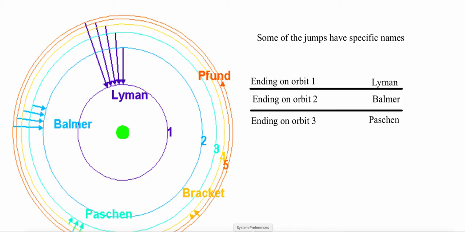Well, a Lyman jump is a quantum jump where the electron jumps down to the first level. So remember, when an electron jumps down, it's going to produce a photon going out. So we could go from any level, as long as it ends in the first level, that's going to be a Lyman jump. Next is a Balmer jump. A Balmer jump is anything where the electron jumps down to the second energy level, from any energy level down to the second, and then releasing a photon.